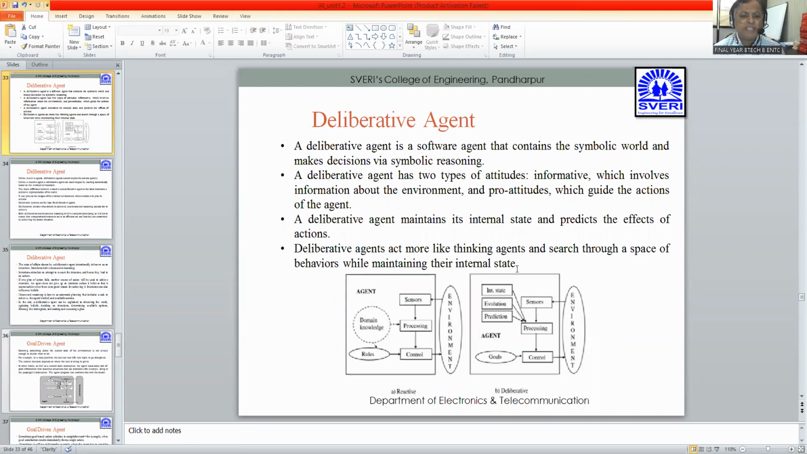Deliberative agents act more like thinking agents and search through a space of behavior while maintaining the internal state. So it is like a thinking agent, right? It keeps on thinking, understanding the space of behaviors as well as maintaining its internal state, which also helps it to predict decisions. So a deliberative agent acts more like a thinking agent.